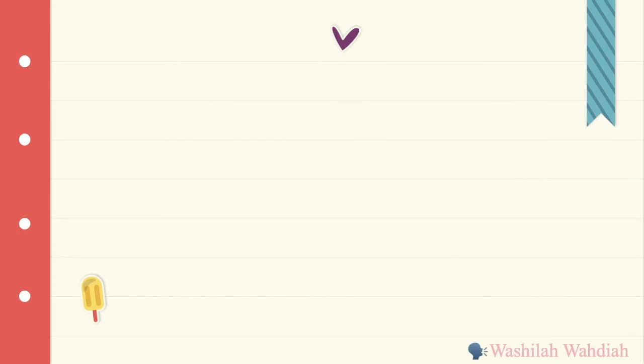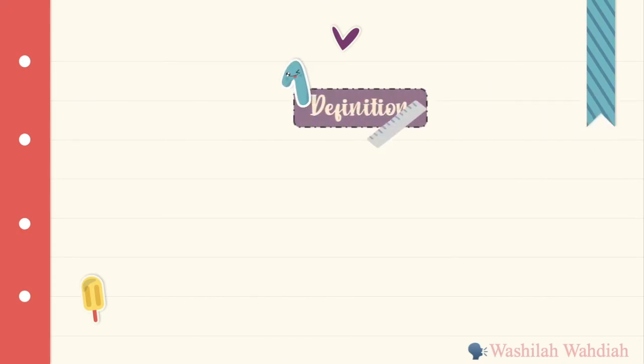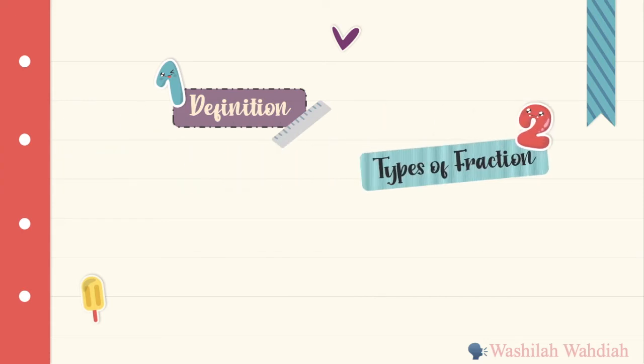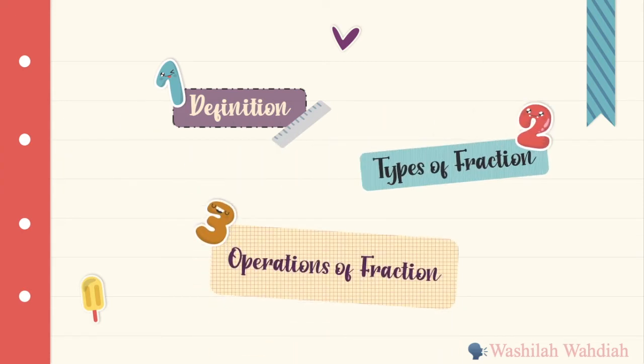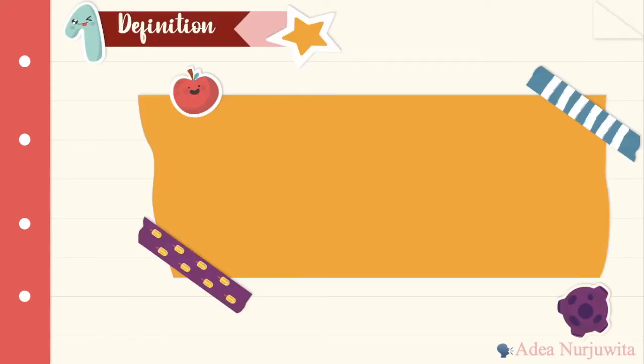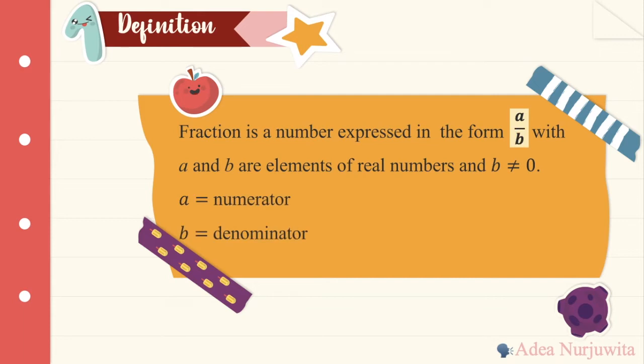The parts of fraction that will be explained are definition, types of fractions, and operations of fraction. Definition of fraction. A fraction is a number expressed in the form a over b, with a and b elements of real numbers, and b is not equal to 0. A is called the numerator and b is called the denominator.